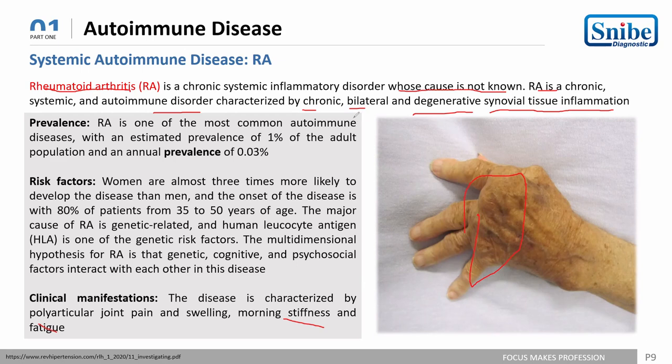If we talk about the risk factors, women are 3 times more likely to develop this disease than men. The onset of the disease in 80% of patients is between 30 and 50 years of age. The major cause of RA is genetic factors, and human leukocyte antigen is one of the genetic risk factors. The multidimensional hypothesis for rheumatoid arthritis is that genetic, cognitive, and psychosocial factors interact with each other in the disease. So this is about rheumatoid arthritis.